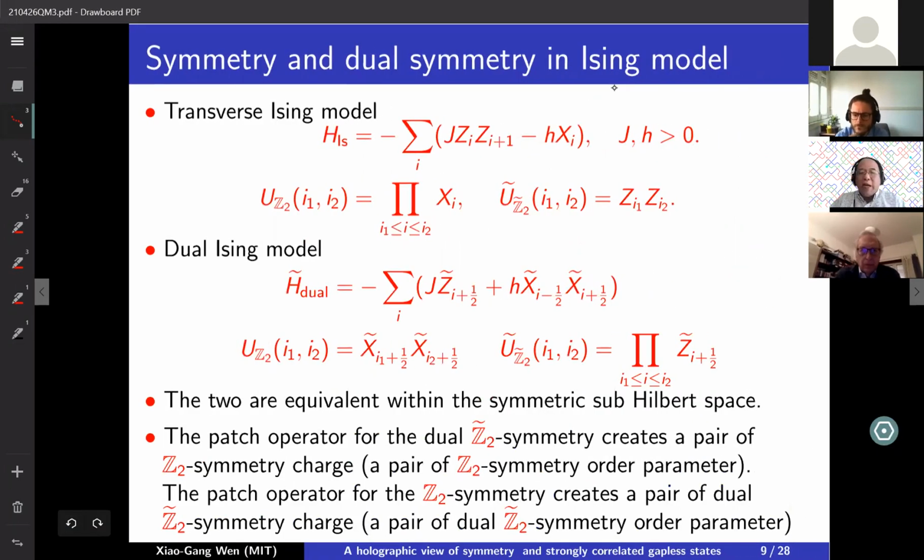To summarize, we have the transverse Ising model with the Z2 symmetry. However, the dual Z2 symmetry, written in terms of the original Ising model, becomes a patch operator with 2Z and 2N at the ends. Again, there's an empty, trivial bulk.